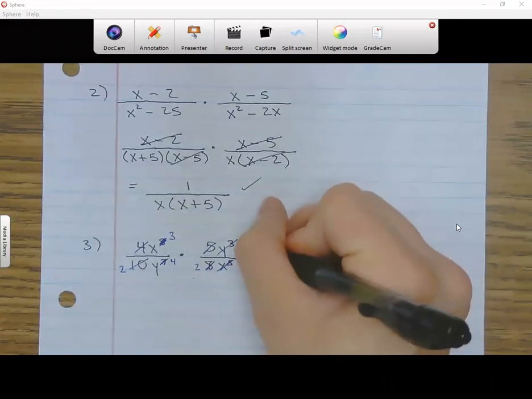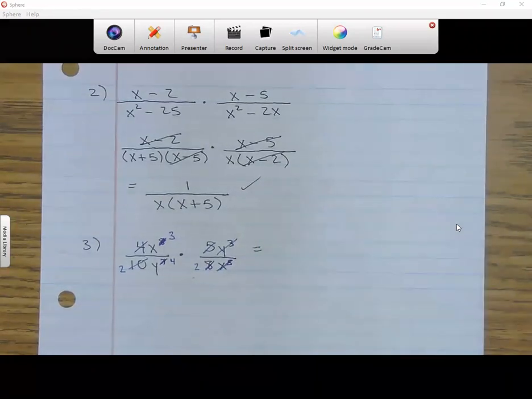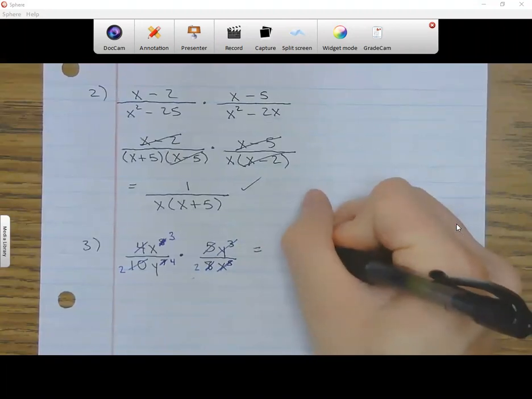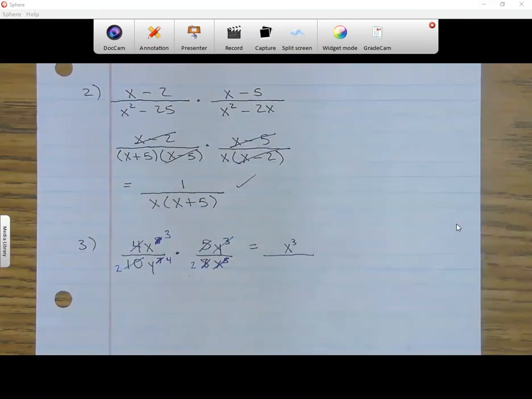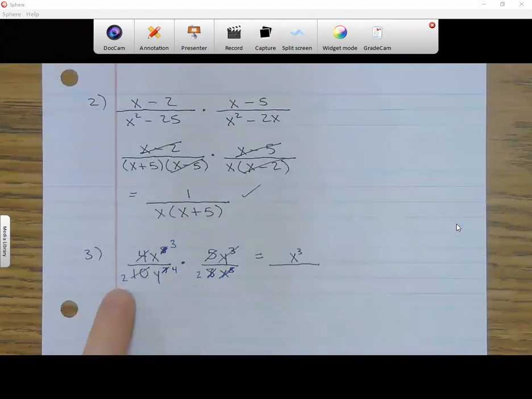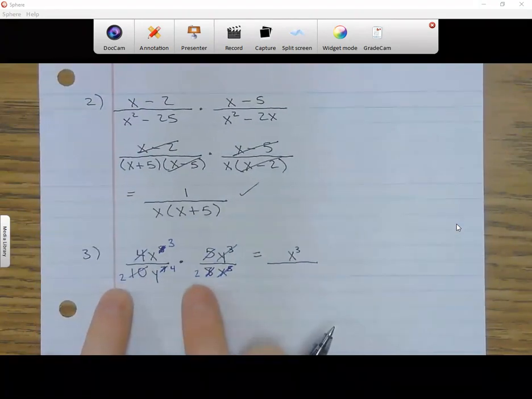Let's start off with the top. On the top, the only thing I have left is an x cubed. And what do I have left on the bottom? Well, let's look at the numbers first. I have a 2 right here, and I have a 2 right here, so 2 times 2 is going to give me 4.